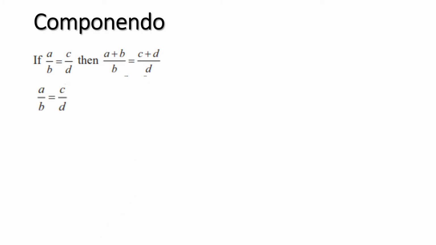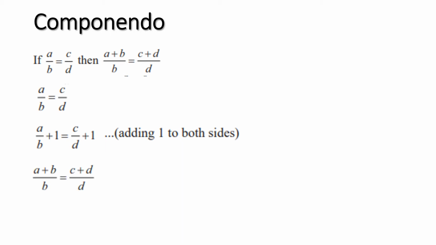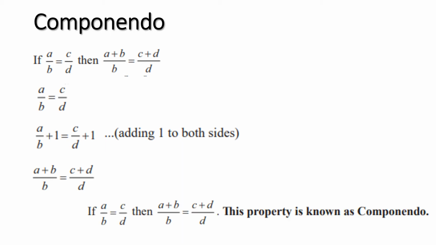So let us start. A upon B is equal to C upon D. Left side, adding 1 to both sides. Then take LCM. It will be A plus B upon B is equal to C plus D upon D. So, if A upon B is equal to C upon D, then A plus B upon B is equal to C plus D upon D. This property is known as componendo.